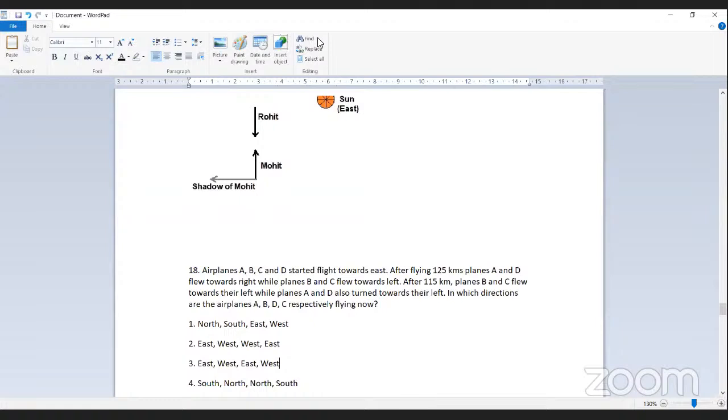Second one. Again, pay attention. In which directions are the airplanes A, B, D, C respectively flying? Second, ma'am. Okay.